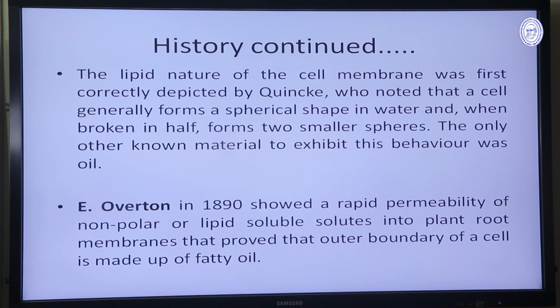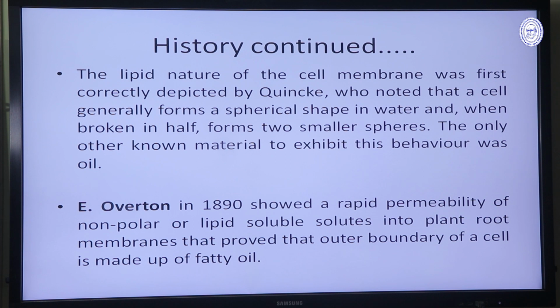So, the nature of the animal cell membrane was first correctly depicted by Quincke, who noted that if we cut a cell and put it into the water, it will form a bubble or spherical shape. If we again cut that small sphere and put it into water, it will again form smaller spheres. This kind of behavior is only exhibited by oil or lipid. So, somewhat he correlated that the cell boundary must be made up of oil or lipid molecules.